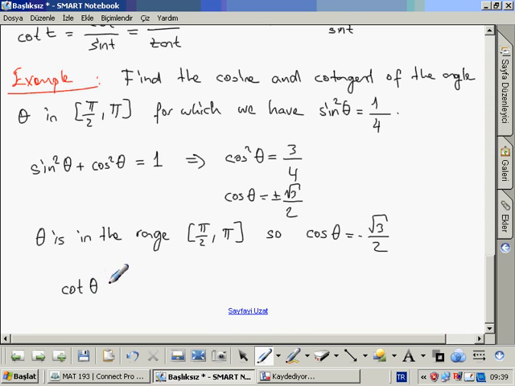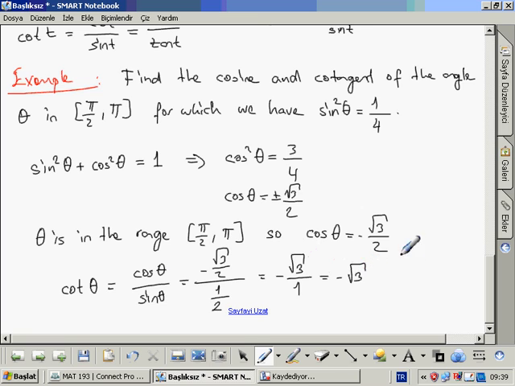And the cotangent theta equals, we know, cosine theta over sine theta, which is minus square root of 3 over 2 over 1 over 2, and it's equal to minus square root of 3 over 1, so it's equal to minus square root of 3.